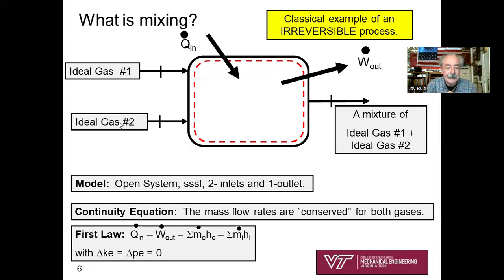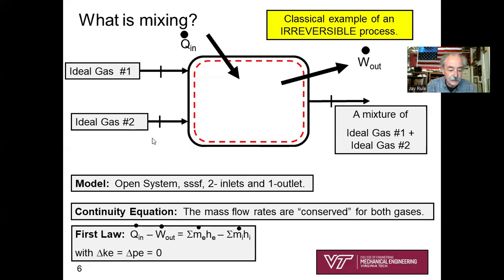But I hope you recognize that this is nothing new to you. Do you see that this is an open system, steady state, steady flow? This control surface is not getting fatter or skinnier, steady state, steady flow. We've got 2 inlets and 1 outlet. So you know how to analyze this from your fundamentals. So remember the continuity equation. The mass flow rates are conserved. So that must mean that m dot of ideal gas 1 here must exactly equal m dot of ideal gas 1 here, and the same for gas 2. So do you see that mass has got to be conserved in this mixing process?